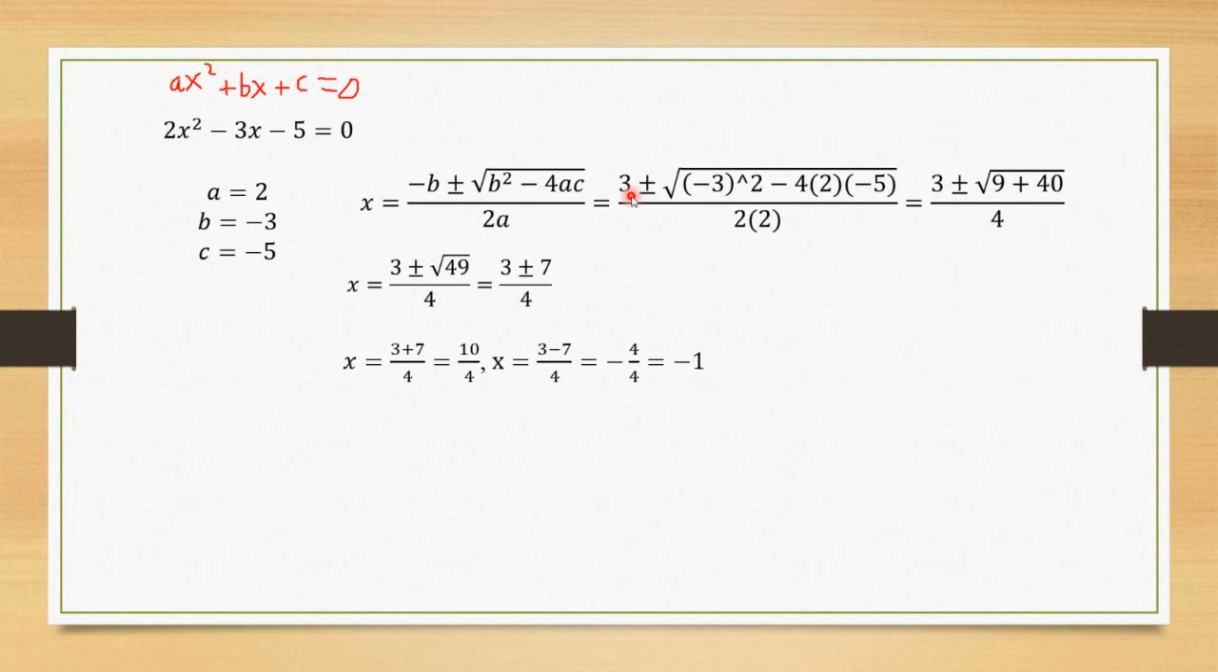Plus or minus. We have the square root of, as you can see, -3 squared, right? And then we have -4 times A, which is 2 times C, -5. And on the bottom, 2 times A, which is 2 times 2. So we end up with this. This caret thing is actually an x, raising it to the second power. So this is -3 squared. And so we get 9. We have minus negative 40, which is plus 40. So we get this.